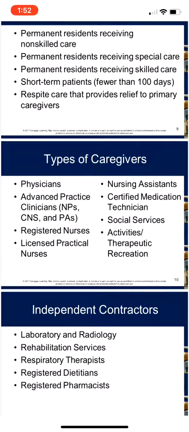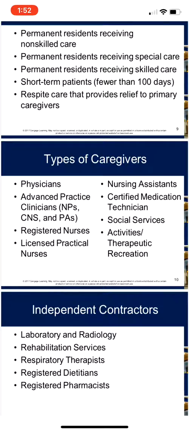Then we have certified medication technicians. In some states, a certified medication technician is a distinct type of caregiver in the long-term care setting, provided for in the state's long-term care regulations. Requirements for this position typically include a minimum of nursing assistant training with an additional course in medication administration.